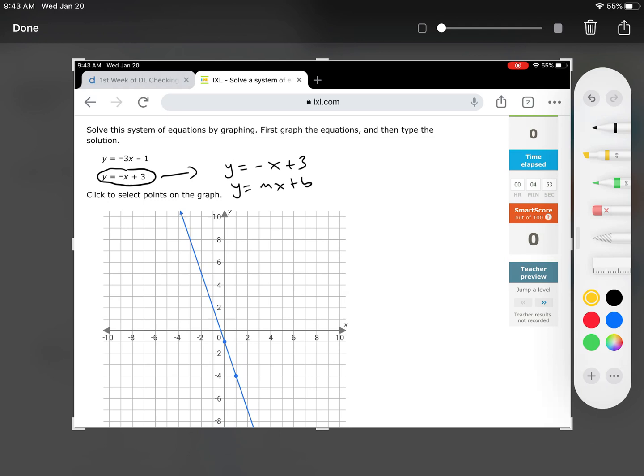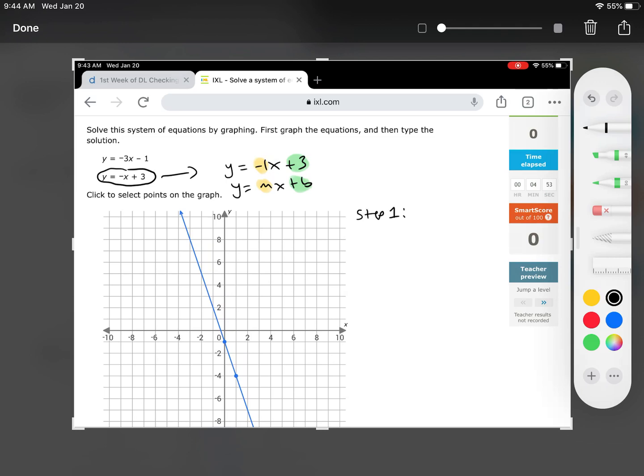Same thing, y equals mx plus b. The m is the slope, which is the coefficient. Technically, there's a -1, so you could add a 1 there. Anytime there's nothing in front of the x, it's technically a 1. And the b, which is the y-intercept, is your +3.